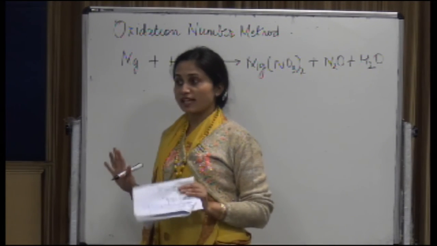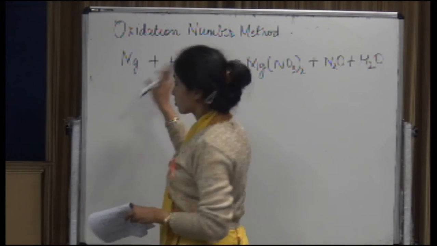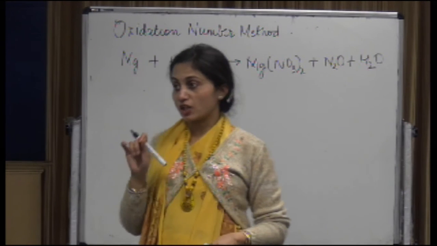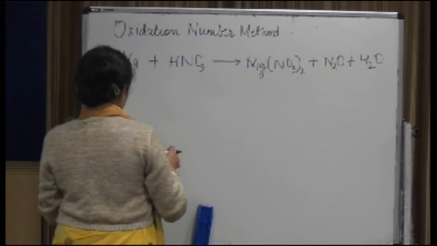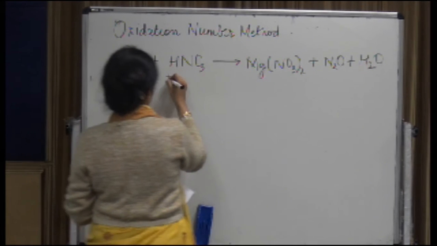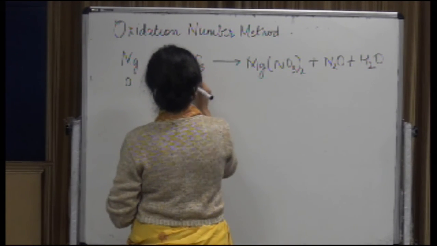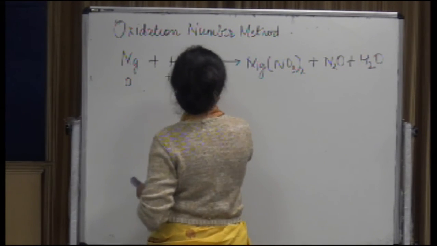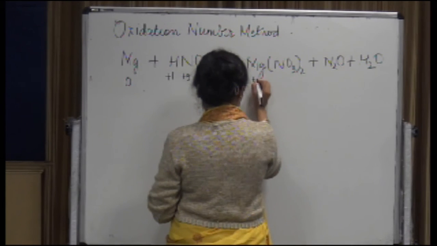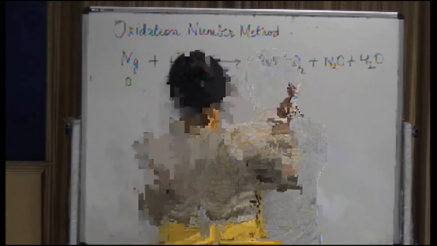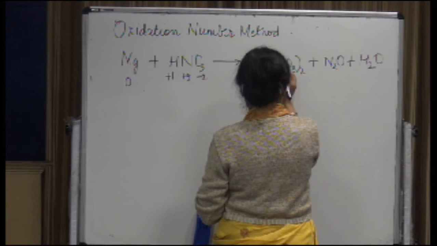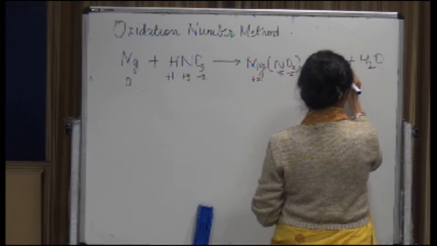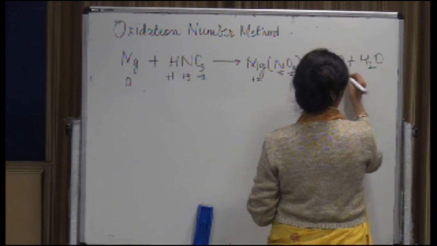First write down the skeletal equation. After writing down the skeletal equation, the next thing you will write down is the oxidation number in each case. Oxidation number for magnesium is 0, plus 1 for hydrogen, plus 5 for nitrogen. In fact, you will be finding out for nitrogen here using hydrogen and oxygen. Oxygen is minus 2, and here magnesium is plus 2. Then for your nitrate, you have nitrogen in plus 5, oxygen in minus 2. And then you have nitrogen in N2O as plus 1, and oxygen in minus 2.